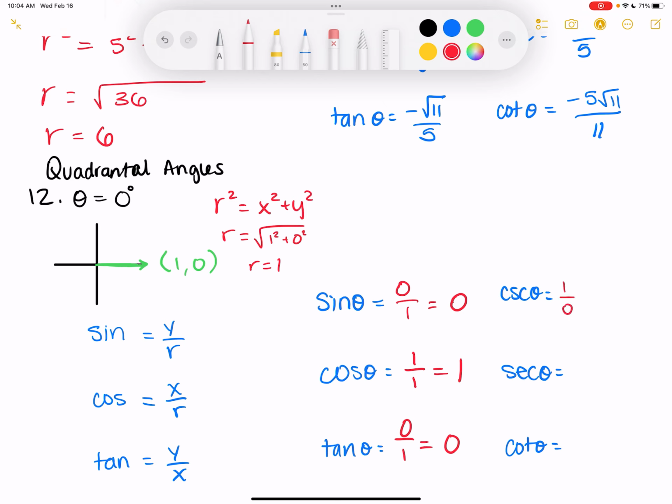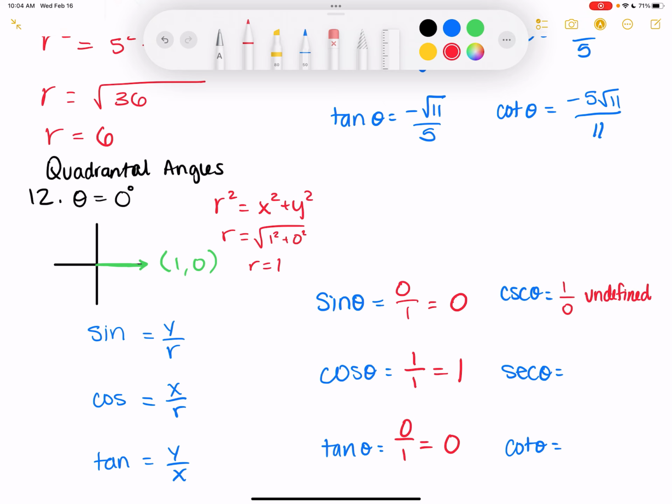undefined because 1 over 0, you can't divide by 0, or Cookie Monster has no friends. You've never asked Siri what 0 divided by 0 is? You have no cookies and you have no friends. And Cookie Monster is sad.